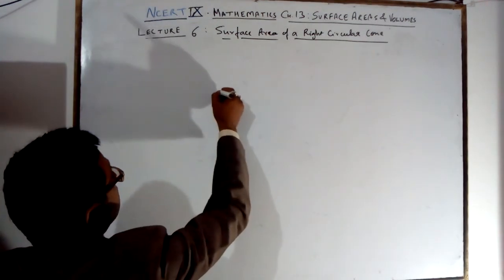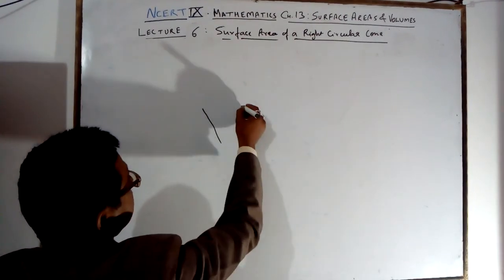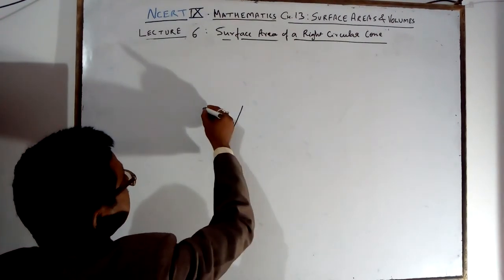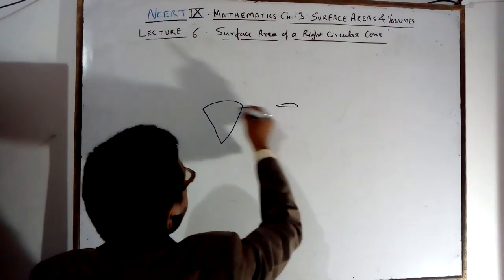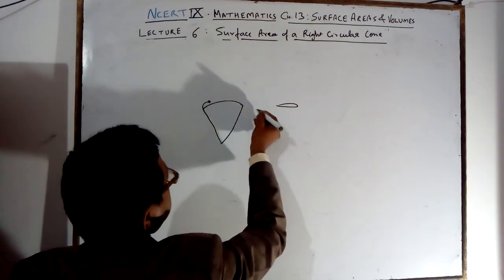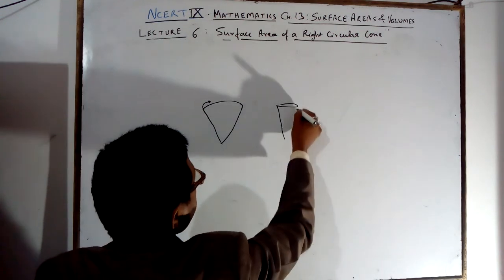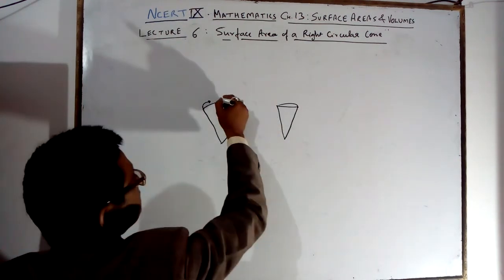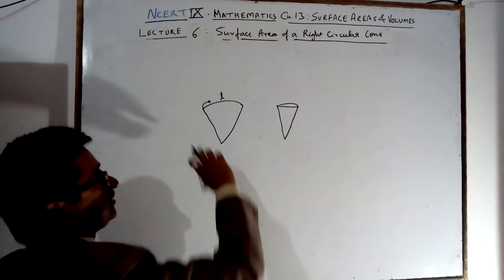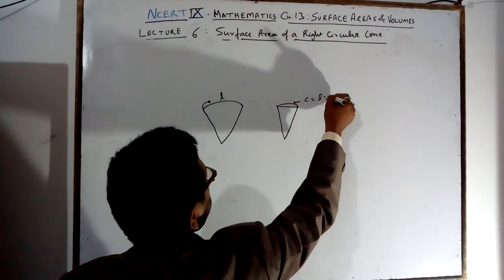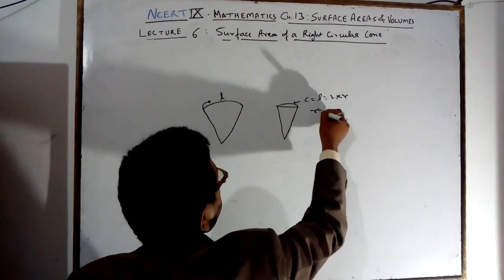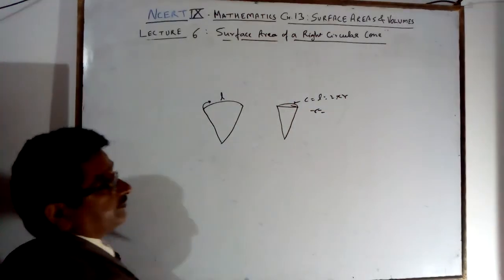So a cone is formed by a sector. If there is one sector, this sector will be formed into the cone. When you fold it like this, you will get a cone. In this the length of arc makes the circumference of the base. C is equal to L, that is 2 pi r, and you can get the radius of this cone base.